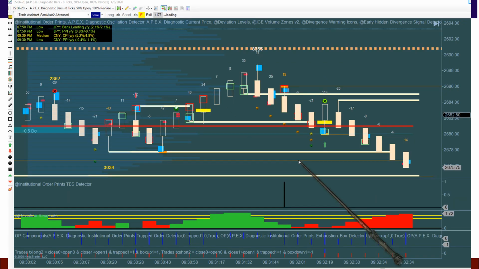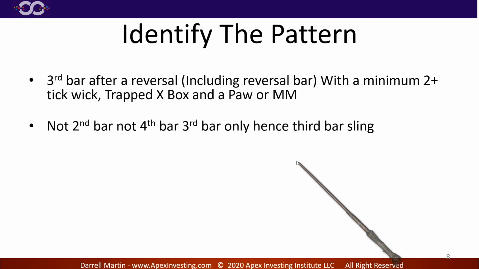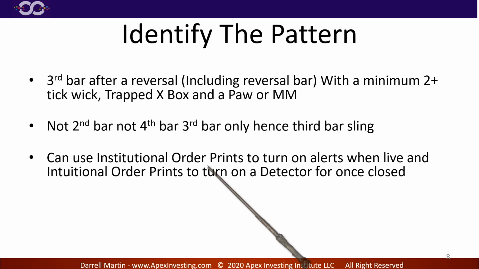So we got third bar sling. We got the pattern: X box with a reversal bar. Now we have added a brand new toolkit. All you have to do is open the toolkit on your desktop and click the install button to install the latest toolkit, okay? So the Apex logo should be on your desktop. You click on that, install the latest toolkit.